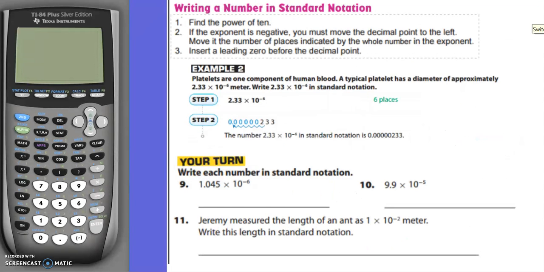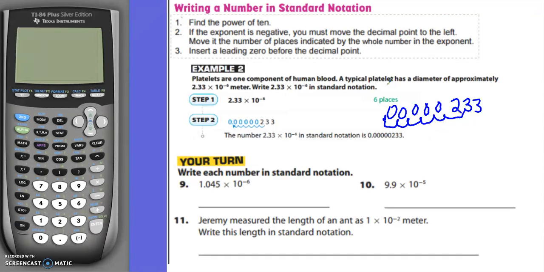Now we're going to write this in standard notation. This time the negative exponent's going to be given and we're going to write it out. So the first example says 2.33 times 10 to the negative 6. So you have 233. And you're going to hop it over 6 spaces to the left. So you're going to go 1, 2, 3, 4, 5, 6. And then you just add in zeros in that place. So 1 zero, 2 zeros, 3 zeros, 4 zeros, 5 zeros. So it's going to be 5 zeros and the rest of the number.